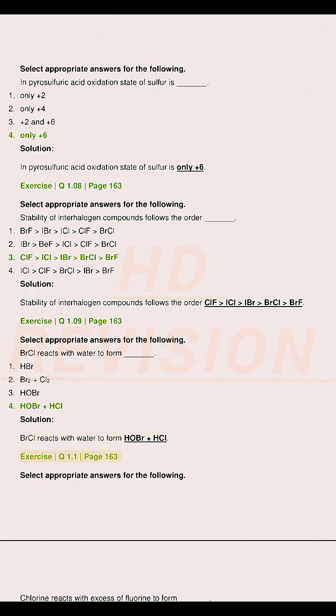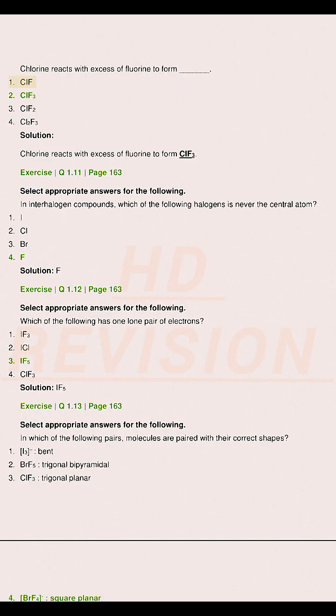Exercise Q1.10, page 163. Select appropriate answers for the following. Chlorine reacts with excess of fluorine to form underscore. 1. ClF. 2. ClF3. 3. ClF2. 4. Cl2F3. Solution. Chlorine reacts with excess of fluorine to form ClF3.